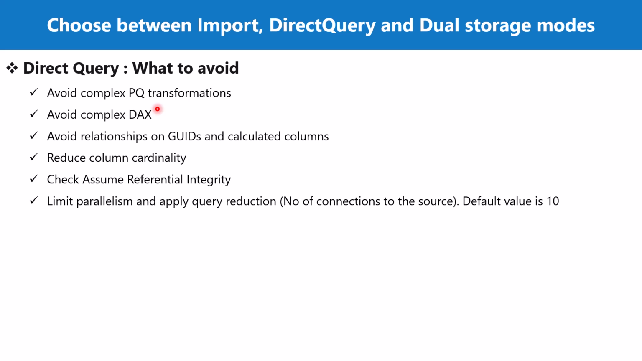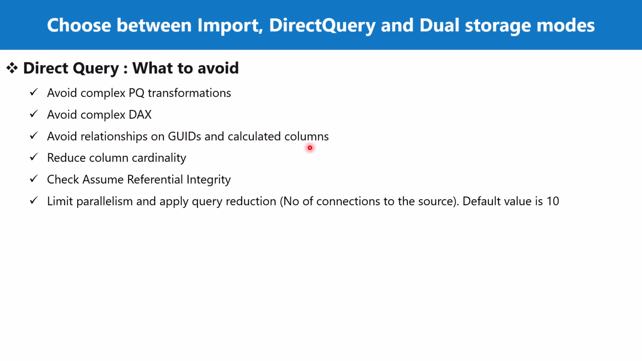So I'm going to talk about that query folding concept towards the end of this video, but just keep this thing in mind that there are certain Power Query transformations that you should avoid. Similarly, you should also avoid certain complex DAX expressions. And then if you are connecting in the direct query mode, there are certain IDs inside the database which are called GUIDs, and you should avoid those GUIDs in making relationships and in making calculated columns.